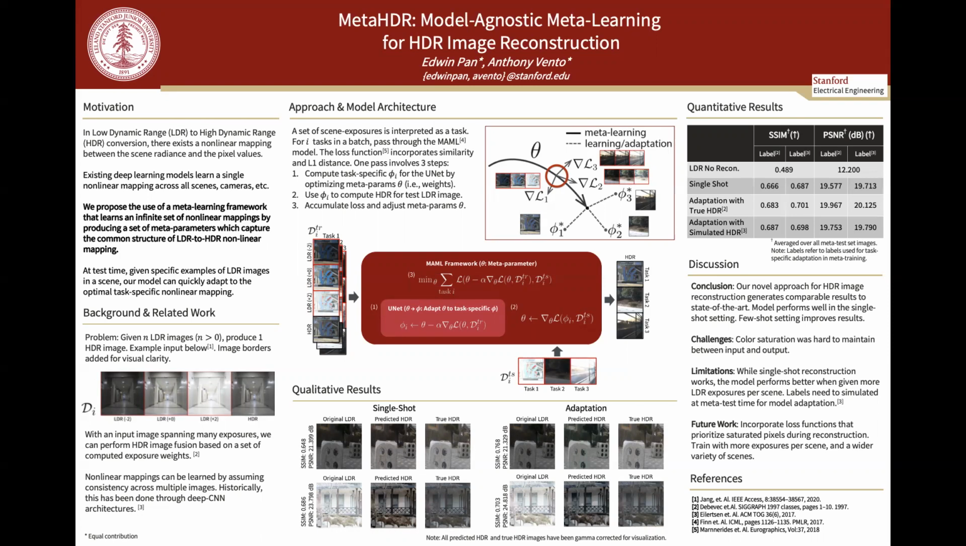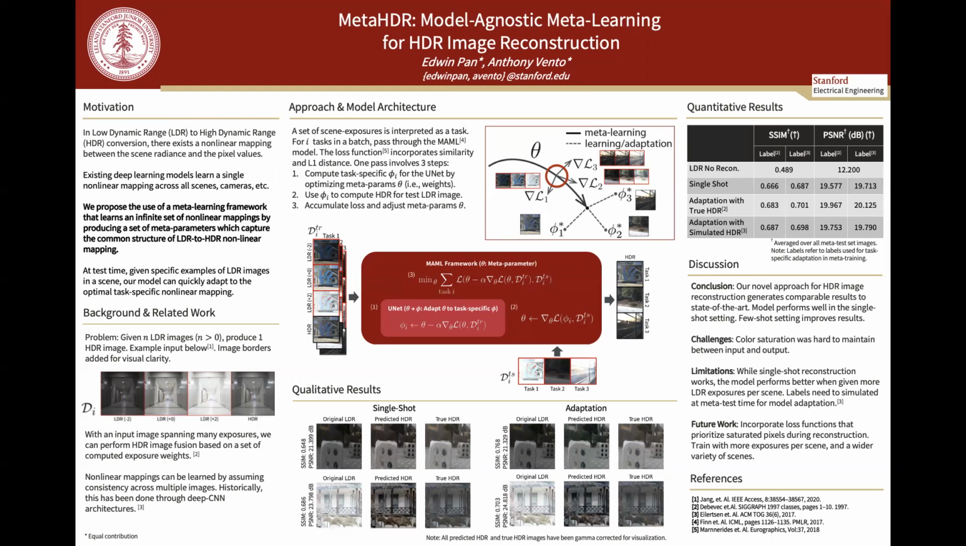First, during task-specific training, we compute task-specific phi i by adapting the metaparameter weights theta using the LDR images of each task. Next, during task-specific testing, we use the adapted phi i to generate a predicted HDR image for a held-out LDR image of the same scene. Finally, we compute a loss for this task, accumulate over batches, and adjust metaparameters theta accordingly. Over all meta iterations, this algorithm will produce metaparameters that can quickly adapt given multiple scene exposures.